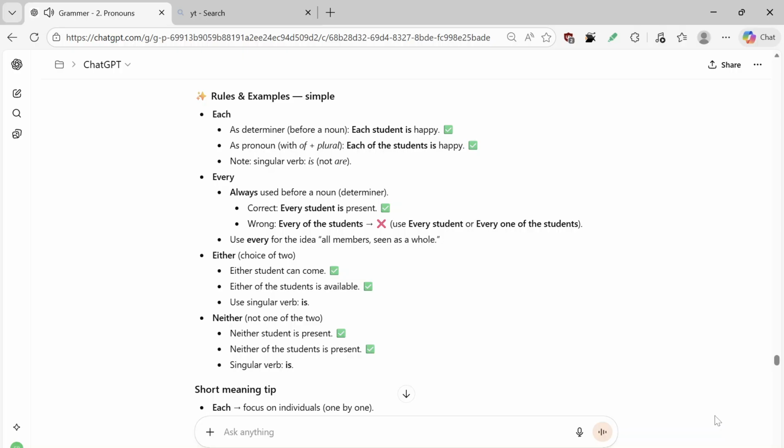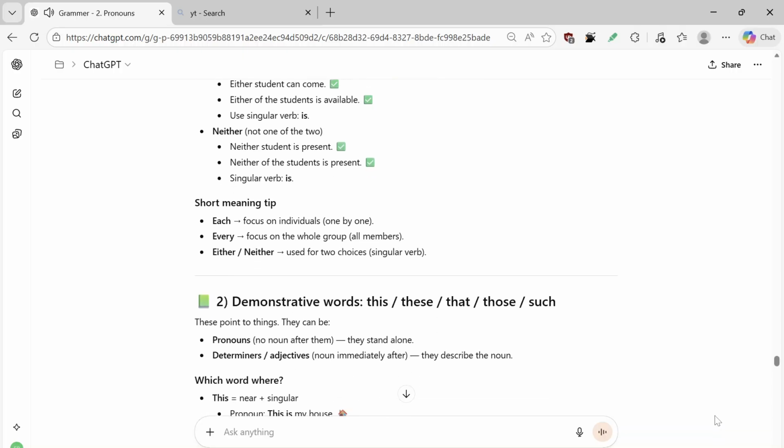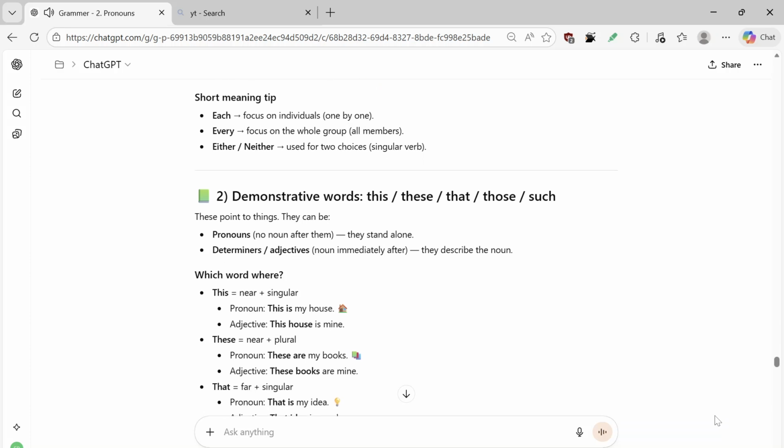Wrong: every of the students. Use every student or every one of the students. Use every for the idea of all members seen as a whole. Either is a choice of two: either student can come; either of the students is available. Use singular verb "is". Neither means not one of the two: neither student is present; neither of the students is present. Singular verb "is". Short meaning tip: each focuses on individuals, one by one. Every focuses on the whole group, all members. Either and neither are used for two choices, with a singular verb.